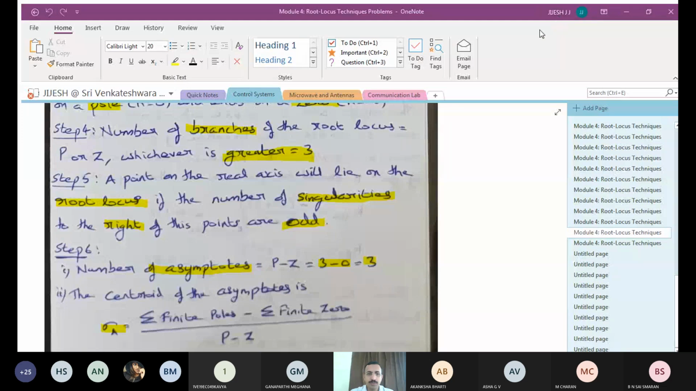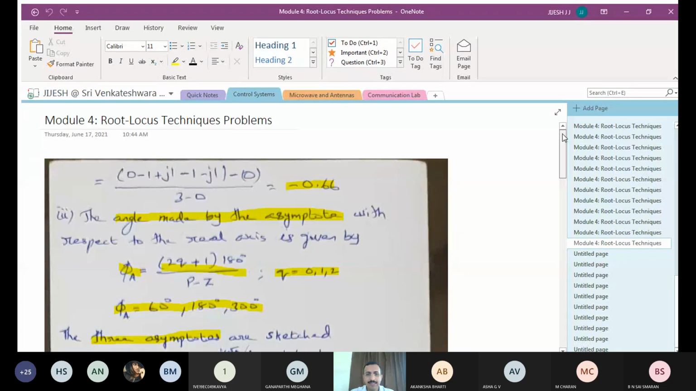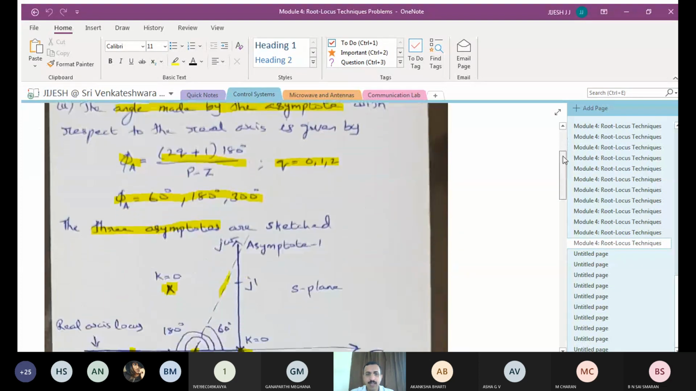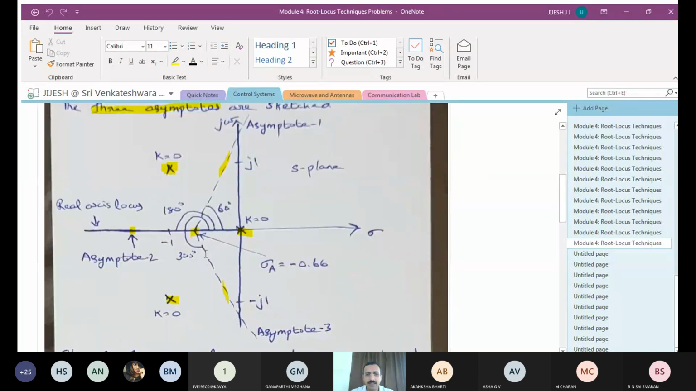Okay, so you just go through that. We have got the answer for that. The number of asymptotes is 3, and the centroid also you found. You got it as minus 0.66. You got the angles 60, 180 and 300 degrees. You have drawn the asymptotes as well as the poles. All these things, centroid, everything, you have completed.